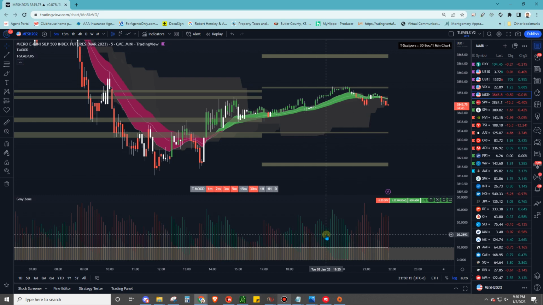Another thing is the volume confirmation. You always want to have volume on your side, and the gray zone is going to make this really easy. If you're bearish, you don't want to trade if the bearish volume is inside the gray zone. You don't want to trade bear if bulls are in control. You want to wait till those bears come back in. So it's very, very important to follow what the gray zone is doing.